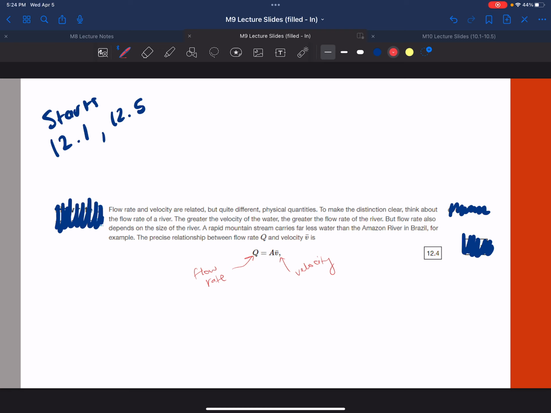Generally, the greater the velocity of a fluid, we're going to use water in this example, the greater the velocity of the water, the greater the flow rate of the river. But remember, flow rate is also going to depend on the size of the area that water or fluid is flowing through. So that's why we have this term here for area. We always have to know the area of the section the fluid is trying to flow through.